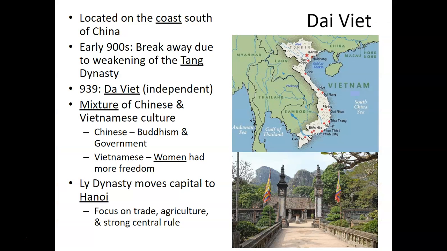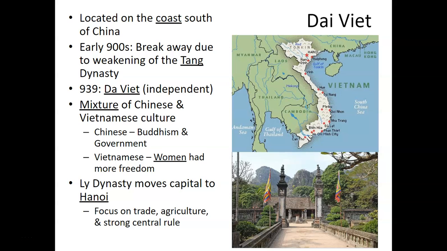All right, on to our next culture here in Southeast Asia, the Dai Viet. It's located on the coast south of China, really present-day Vietnam, typically in the north part. In the early 900s, the Vietnamese people are able to break away from the Tang Dynasty because the Tang Dynasty is starting to weaken for a variety of reasons. So in 939, the Dai Viet are able to establish an independent kingdom.